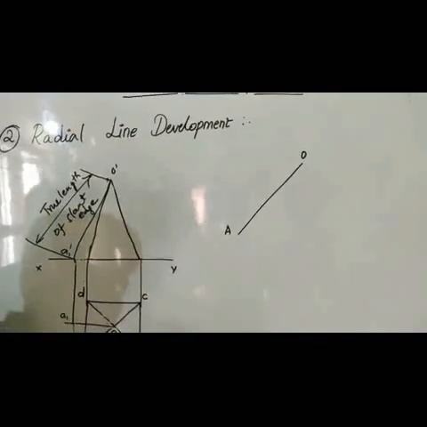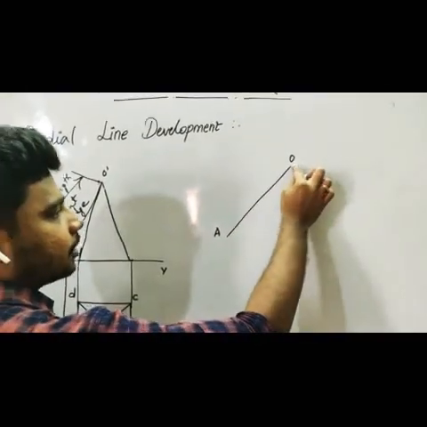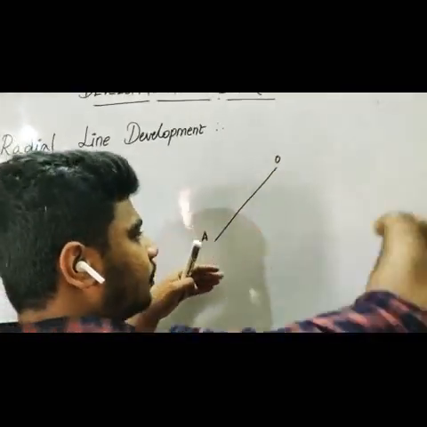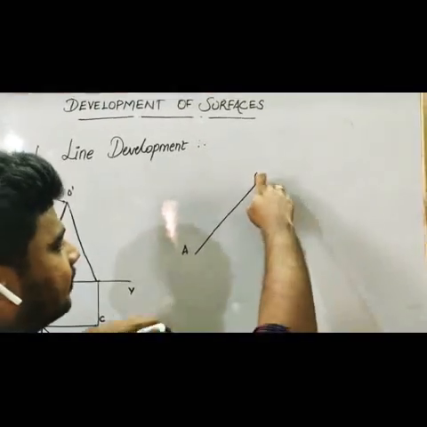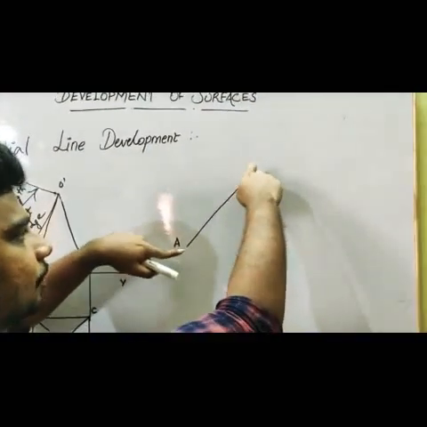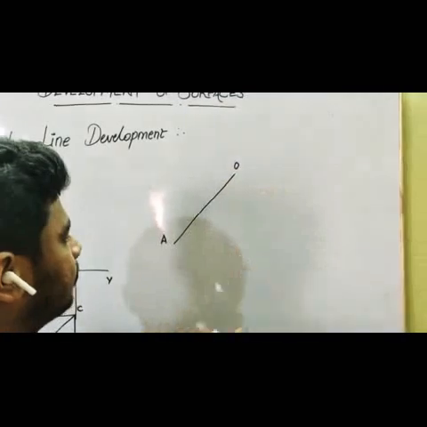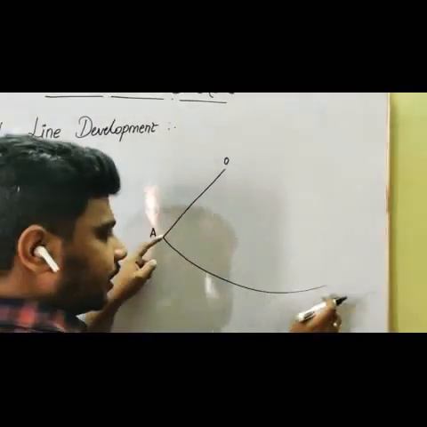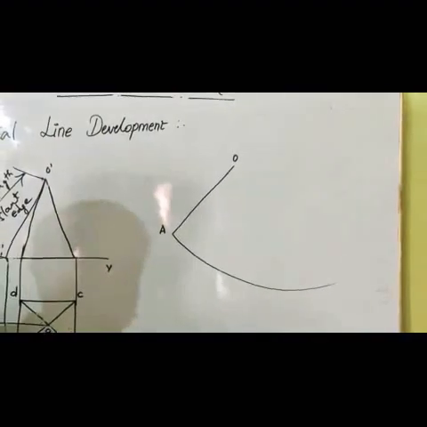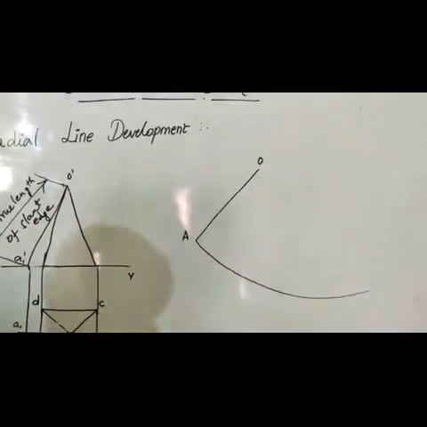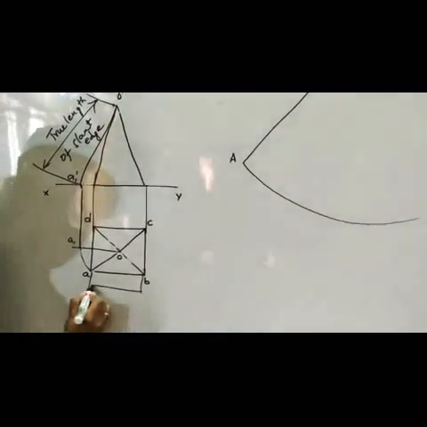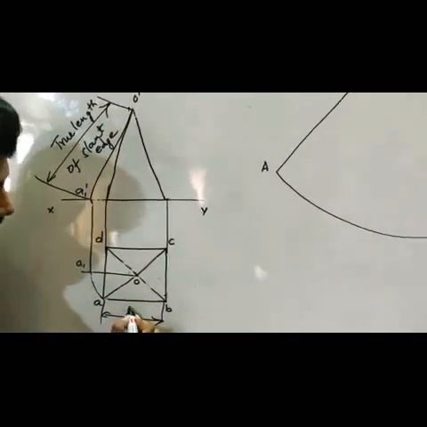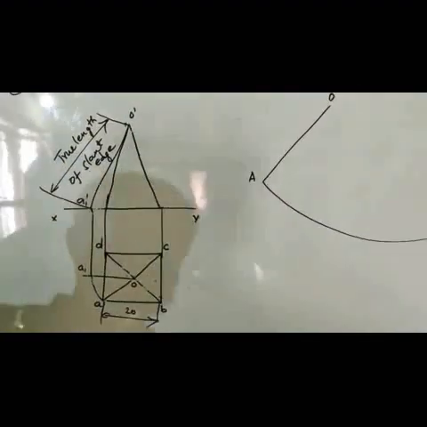Now I told you this O point, this apex point, will be the pivot. By using this point as a pivot, I'm going to develop radially. So with O as a center and OA as a radius, you make an arc like this, of some convenient length. Now, the base length will be given for your square pyramid. For example, it is 20 mm.